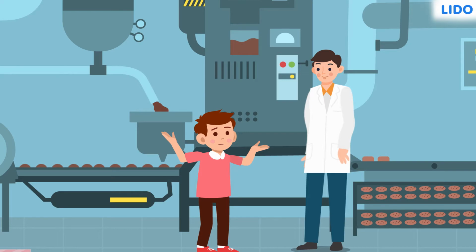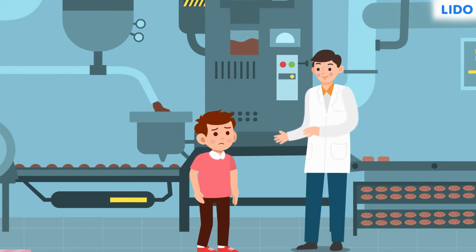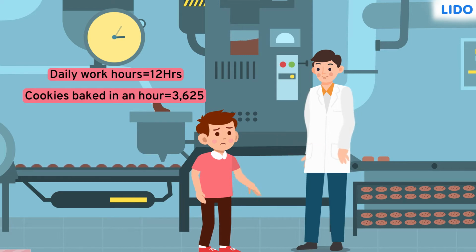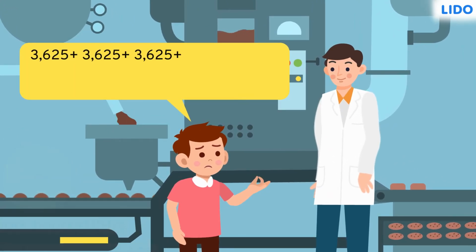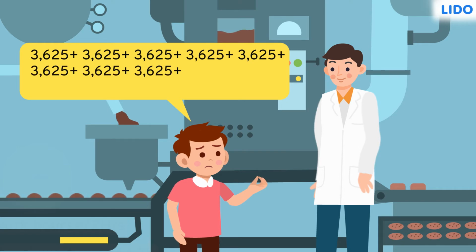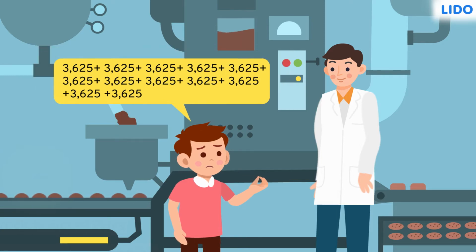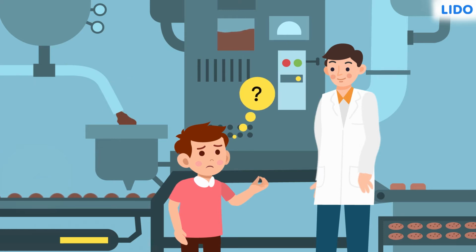Now, this employee did not know the answer to the question, but what he did tell Karan is that they work 12 hours daily and that they bake 3,625 cookies every hour. Karan figured this information was enough for him to calculate the number of cookies the factory produced daily, so he began to add 3,625 with itself. Soon, he realized that the number was large and adding it to itself 12 times would be tedious. Could there be an easier way?